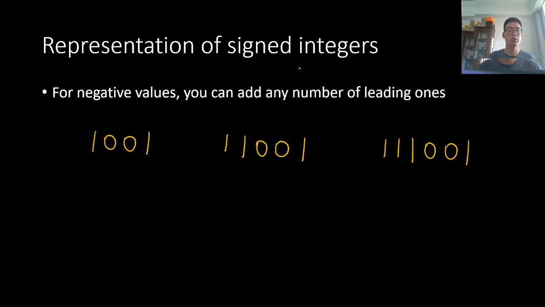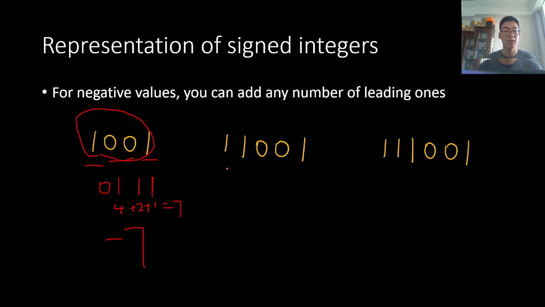For example, we have the value 1001. Which method will I use? I will use the second method, so doing its 2's complement again. Keep the 1 the same, and then flip all the previous bits. So this will be 1, 2, 4. So 4 plus 2 plus 1, we have 7. So this number is minus 7.